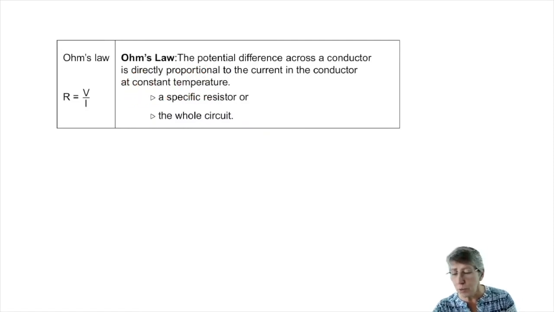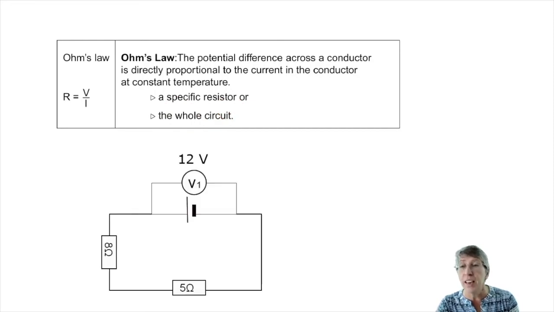Now, what I want to talk about here is when you're using R equals V over I, it's very important that you use the right values. You can either use the values for R, V, and I for a specific resistor, or for a specific combination of resistors, or for the whole circuit altogether.